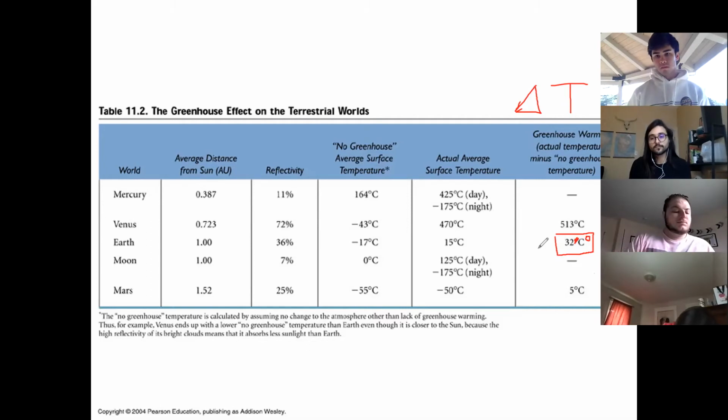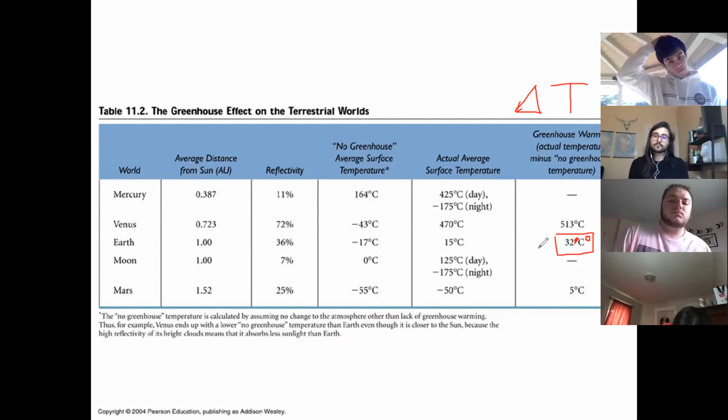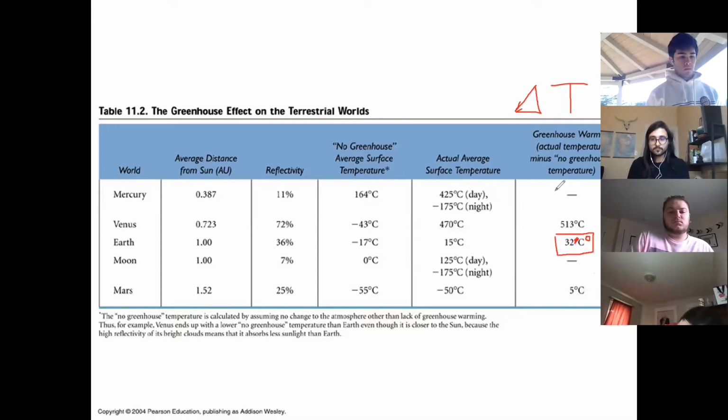A Celsius degree is double that of Fahrenheit. So that's close to like a 64 degree Fahrenheit change in temperature, which any of us would consider profound, right? On Venus, it claims that without the greenhouse effect, the average surface temperature would be minus 40 degrees Celsius. WTF is that all about?